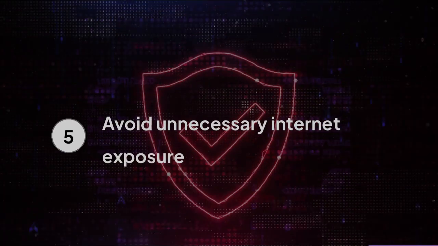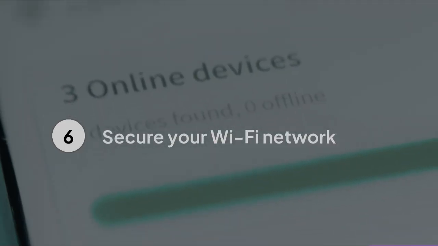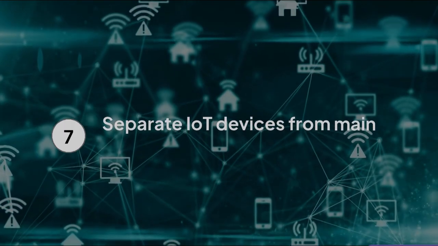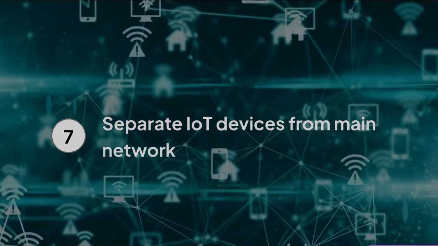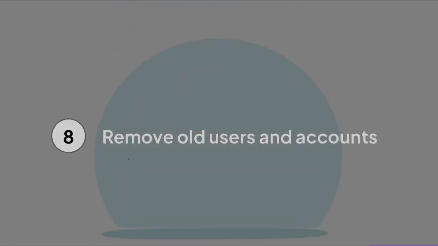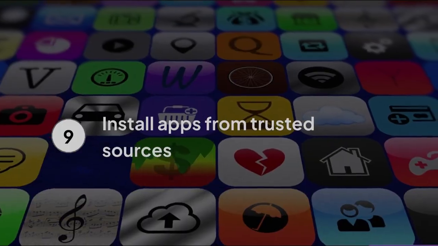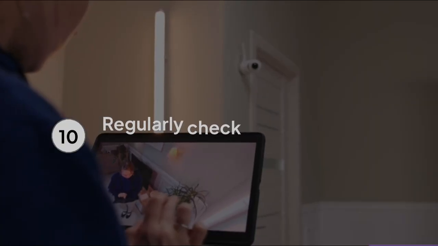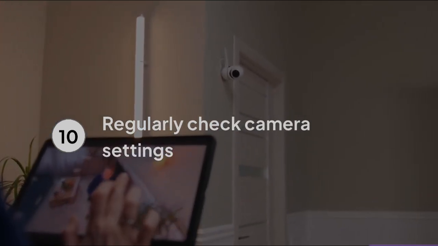Fifth, avoid unnecessary internet exposure. Sixth, secure your Wi-Fi network. Seventh, consider separating IoT devices from your main personal network. Eighth, remove old users and unnecessary accounts. Ninth, install camera applications only from trusted sources. And tenth, regularly check your camera settings and connected devices.